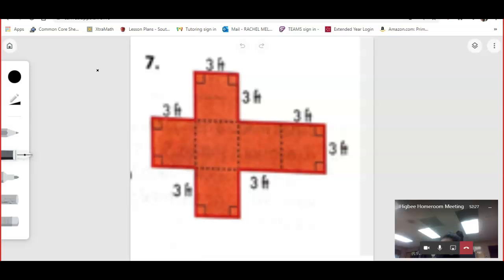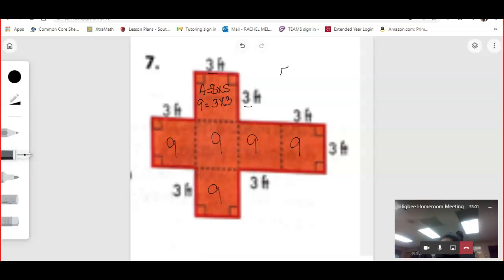Okay, so if they're all the same shape, then I actually only have to find the area once, right? Okay, so let's find the area of this shape right here. Well, side times side, since it's a square. Well, 3 times 3, right? So what's 3 times 3? 9. Okay, so again, if this is 9, this is 9, this is 9, and so on, since they're all the same shape. So what's 6 times 9?